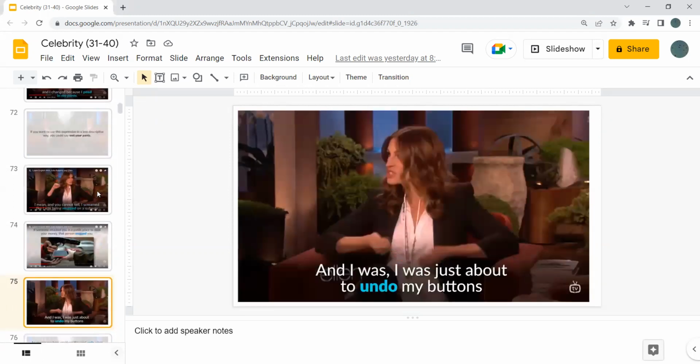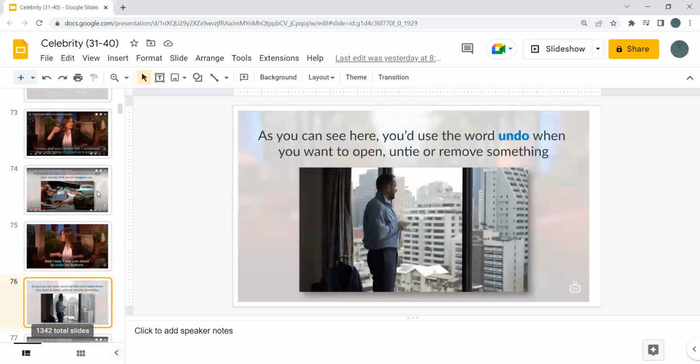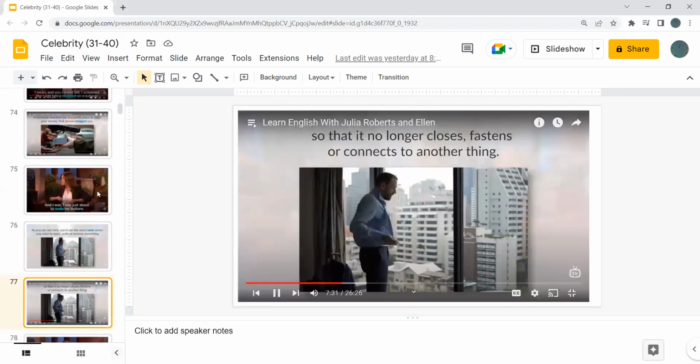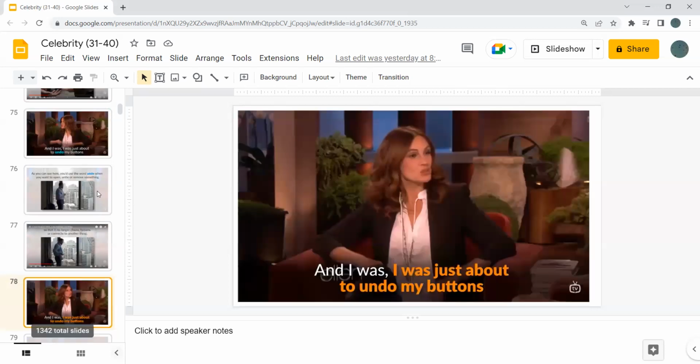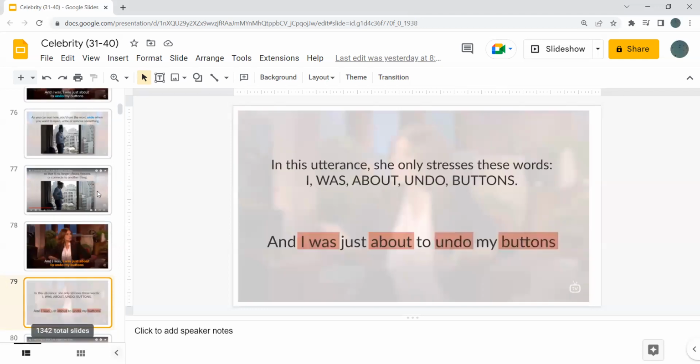And I was just about to undo my buttons. As you can see here, you use the word undo when you want to open, untie, or remove something so that it no longer closes, fastens, or connects to another thing. And I was just about to undo my buttons.